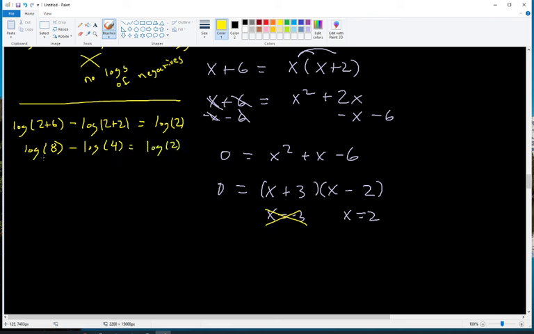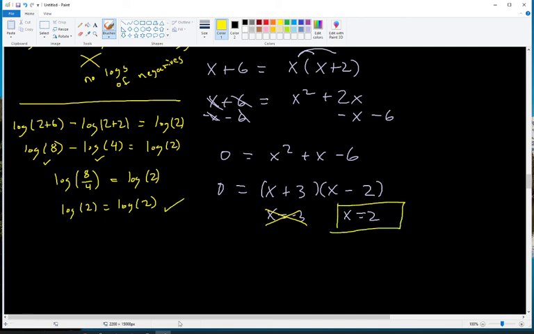Well, now that we've verified that these logarithms make sense and that they're both logarithms of positive numbers, we can combine this as logarithm of 8 divided by 4. And does that equal logarithm of 2? And sure, since 8 divided by 4 is 2, this is log of 2 equals log of 2. So everything's good and checks out there. Our solution makes sense.